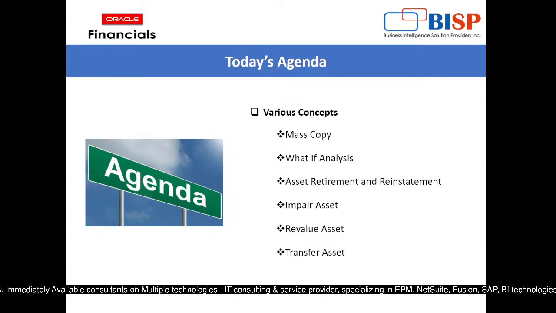Today our topic will be the mass copy. These are various concepts that we'll be covering. Mass copy is when we copy the assets from our corporate book to the tax book. We have seen how to create the corporate book and tax book. We create the assets in the corporate book and then we can transfer them to our tax books. So how that is done, we will see.